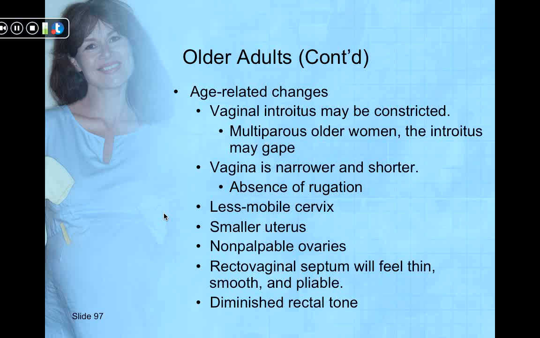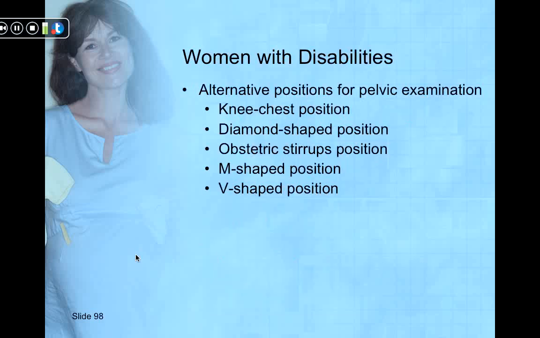The vaginal introitus may be constricted. They may not be sexually active. In multiparous older women, the introitus may gape. The vagina is narrower and shorter, and there is absence of the vaginal rugae there. So, again, use an appropriate size speculum. Their cervix is less mobile. Their uterus is smaller. Often you don't palpate ovaries. Their rectovaginal septum will feel thin, smooth, and pliable, and they usually have diminished rectal tone.